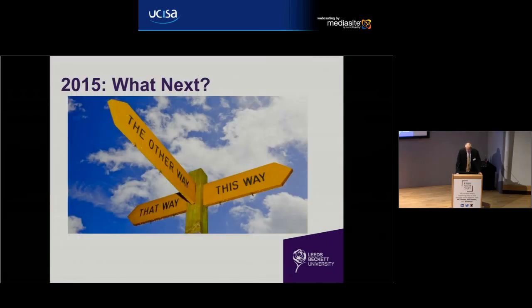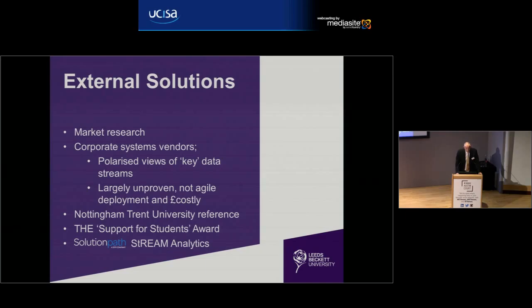So where we got to really was a bit of a crossroads in early 2015 in terms of what we do next. So we undertook some basic market research. We entertained some of the solutions that some of our corporate system vendors were offering. We found that they were perhaps a bit polarized in terms of what would be a key data stream. Our take on it was that they were largely unproven. The deployment didn't strike us as particularly agile, and there was a fear that this could snowball into quite costly work.